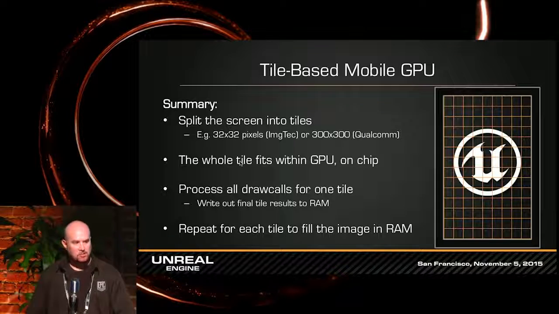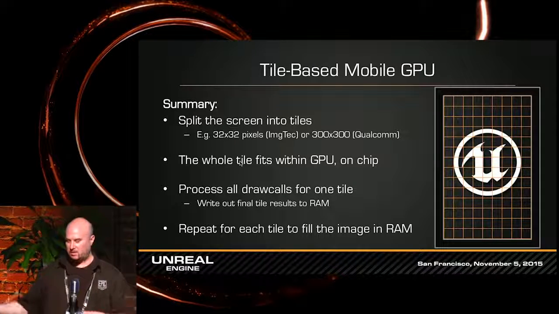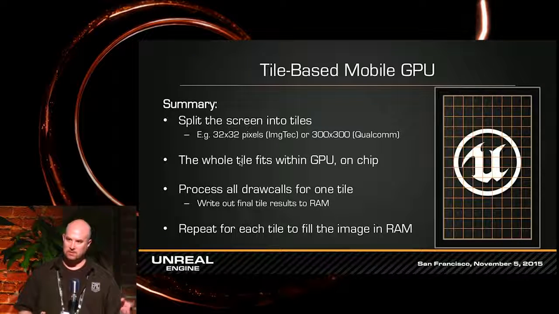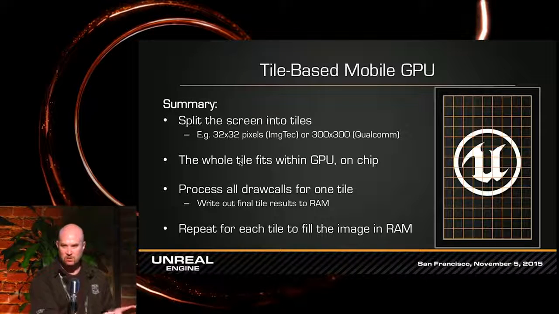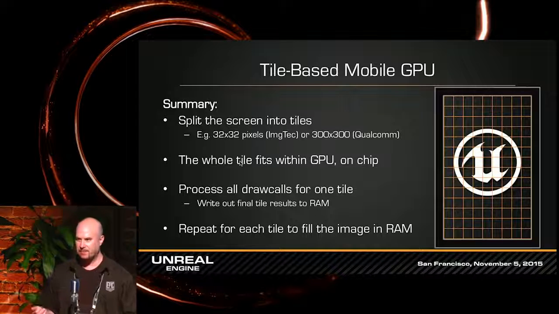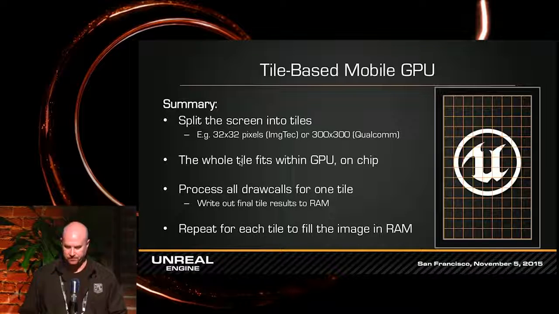The thing with the tiles is that when the GPU gets all the draw calls for a whole frame, it processes all the draw calls for just one tile. When it's done, it has the final color, it's done with the last draw call in your scene, and then it outputs that, basically copies it to RAM. And it does all the draw calls again for the next tile. And then the draw calls again for the third tile, and so on.